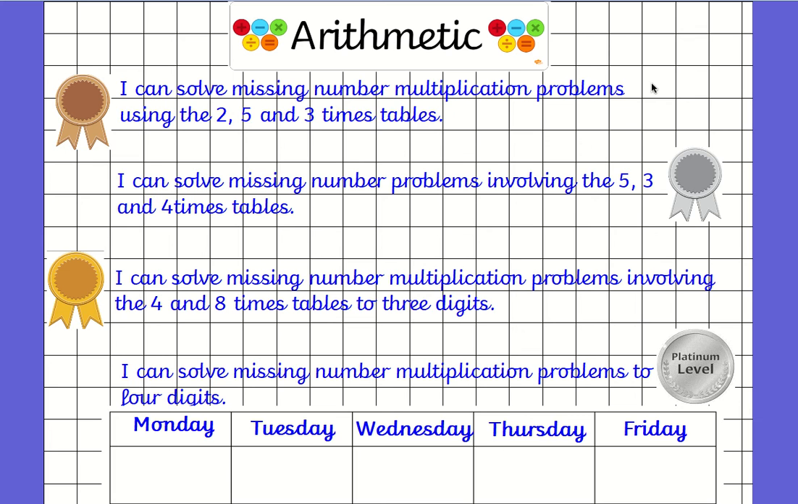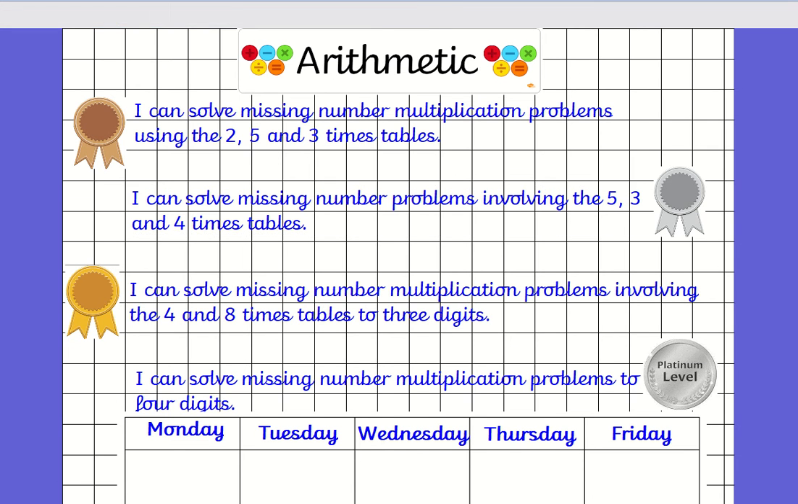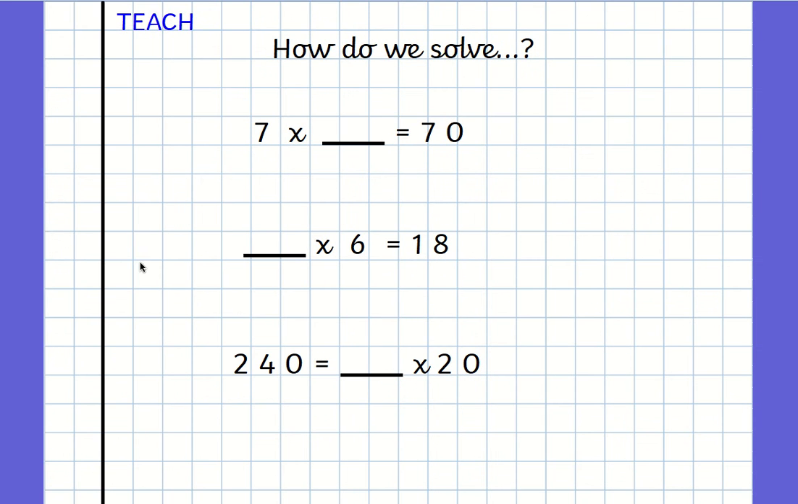So this week in arithmetic you will see that we are using multiplication knowledge and we are solving missing number problems. If you start on bronze, you are going to be concentrating on the 2s, 5s and 3s. If you are on silver, you are going to be concentrating on the 5s, 3s and 4s. If you are on gold, you're going to be starting with the 4s and 8s. And if you move on to platinum this week, you will be moving on to doing 4-digit multiplication missing number problems. So, these are the kind of questions you are going to be seeing in your arithmetic this week.